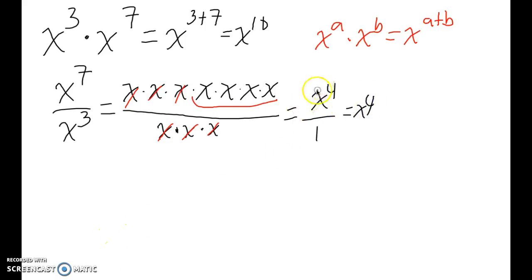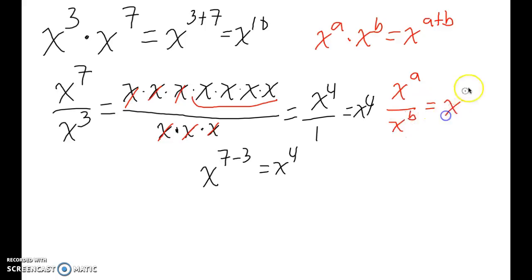And the general rule, or what's happening here, is that we have x to the 7 minus 3 this time, or just x to the fourth. So if I wanted to write that as a general rule, I might write that as x to the a over x to the b equals x to the a minus b. Now you probably remember these rules, and of course we can combine them together.